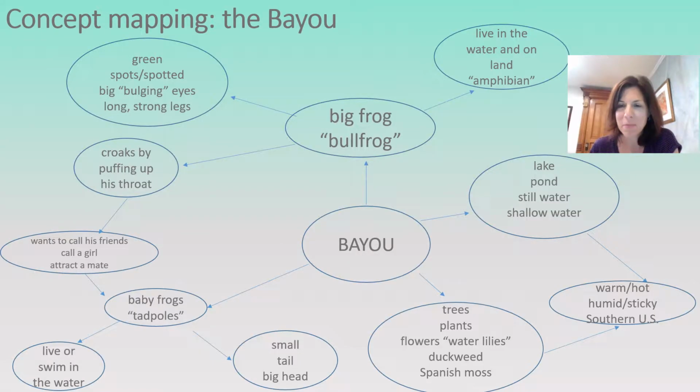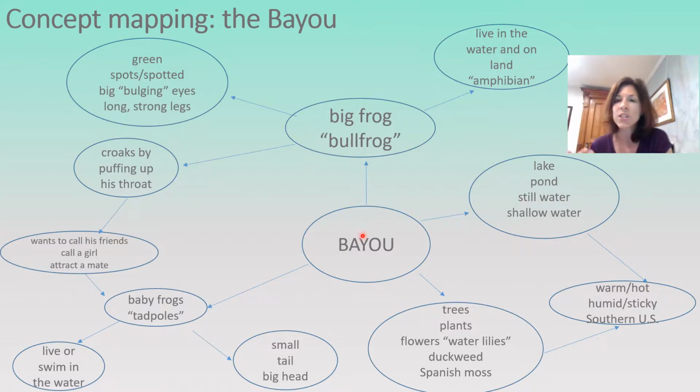Okay, so I'm done with my little teaching demonstration. So just imagine that as I was leading my students, eliciting these ideas and words and information, at the same time, I was at the whiteboard or the smartboard mapping out the discussion, okay? So I would want to start with a concept like the bayou, okay, where I would write the word in a big circle.